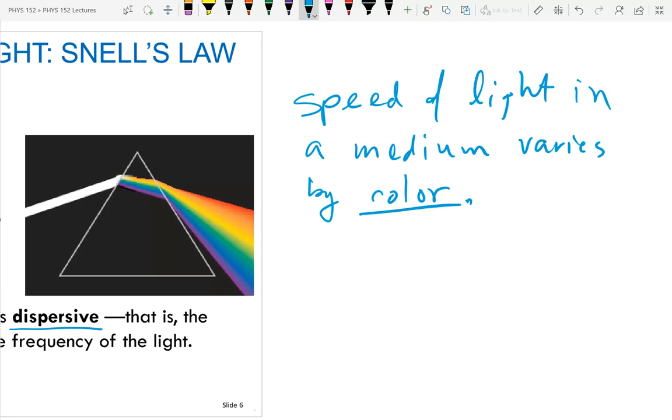The speed of light in a medium varies by color. That means red light has a different speed of light than blue light if you're in something other than vacuum. In a vacuum, everything has the same speed. But if you're in glass, the speeds will be different. But if the speeds are different, how does that affect the path the light takes? Okay, if the light is slower, what happens? It's actually more refracted. The bigger the change in speed, the bigger the refraction.